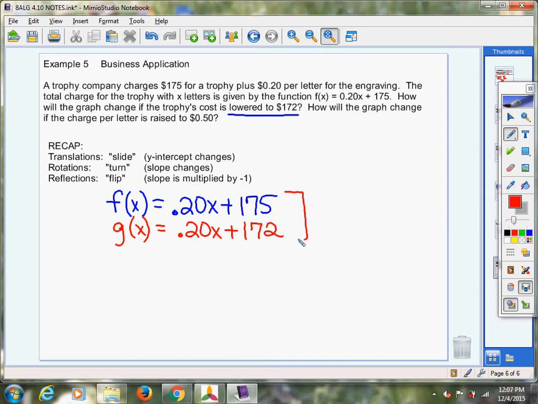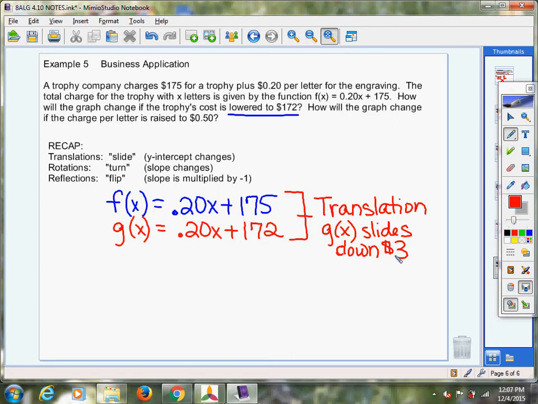Now, hopefully, you would say that this is going to end up being a translation, and g of x slides down $3 or 3 positions. Okay, 3 units or $3. We are talking about dollars, so you could say $3 to be technical. Okay, so that's pretty neat.